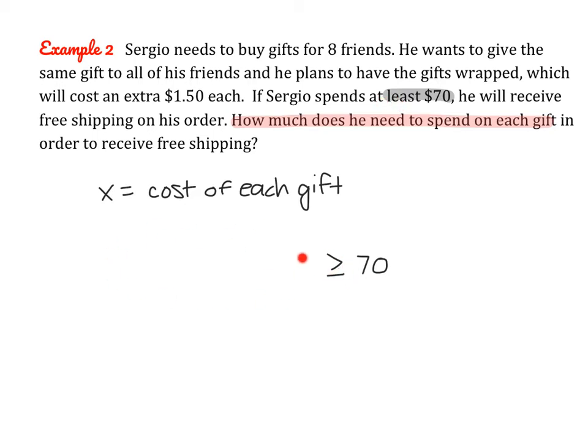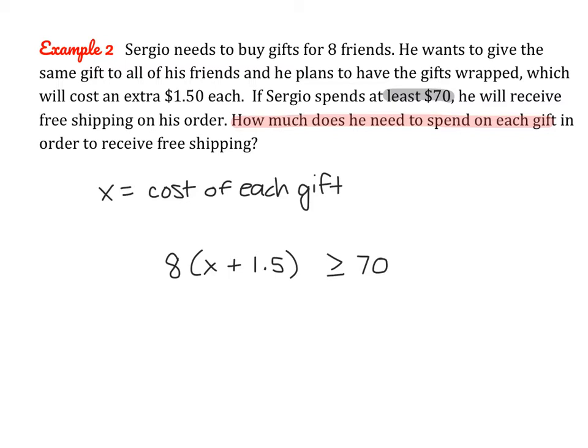So now we just need to find a way to describe the cost. So let's see if we can find the cost of each gift with the gift wrap. So it'd be X plus 1.5, right? Because the gift will cost X dollars, the gift wrap costs 1.5, and then he's buying 8 of them. So we're going to multiply that by 8. So this should be the cost of all the gifts, including the gift wrap.